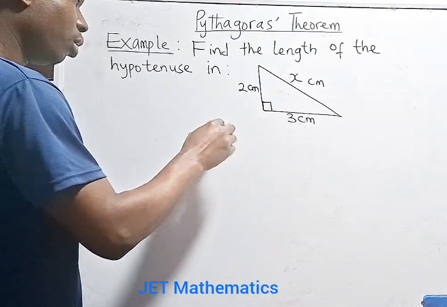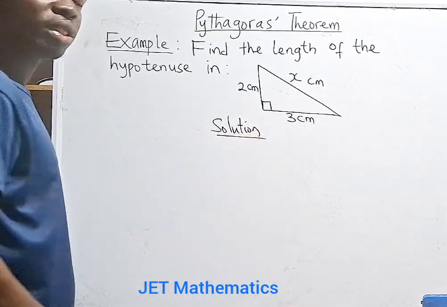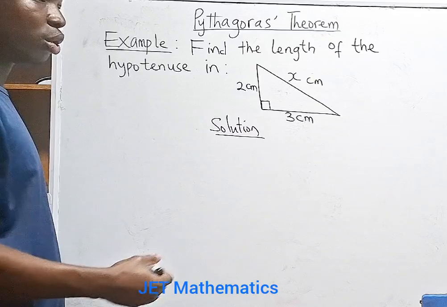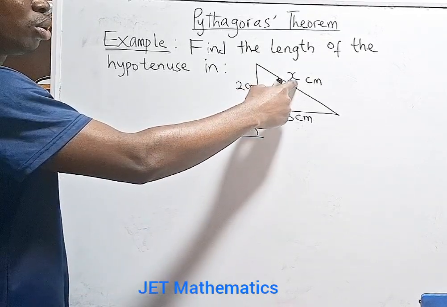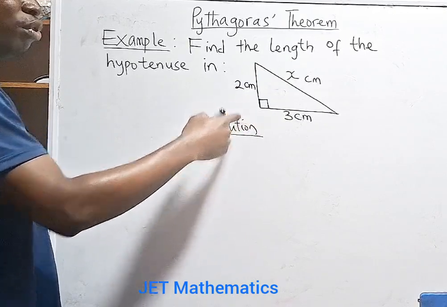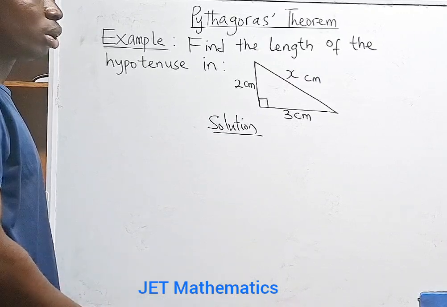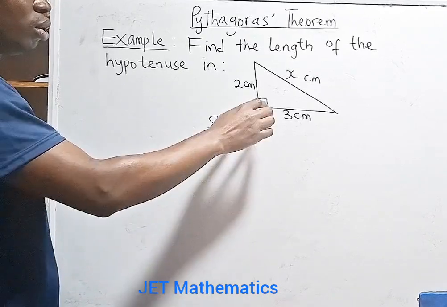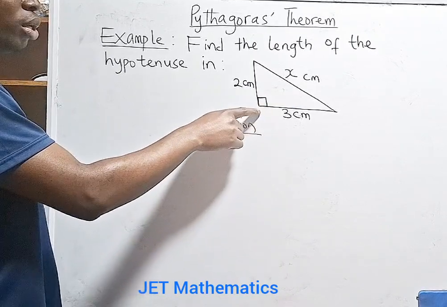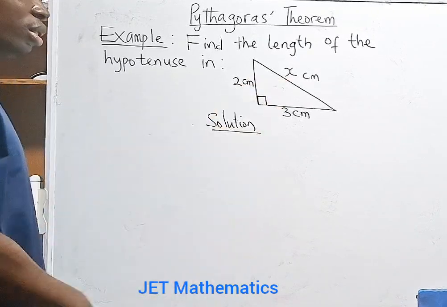Find the length of the hypotenuse in this right angled triangle. So, solution. As we established in our last class, we said from the Pythagoras theorem that the hypotenuse squared is equal to the sum of the squares of the other two legs. So that's what we discussed in our previous class. And now we said the hypotenuse is the side opposite the right angle. So here is the hypotenuse.